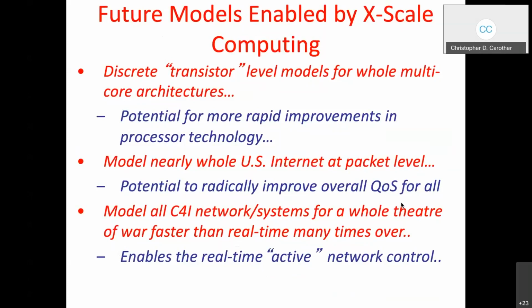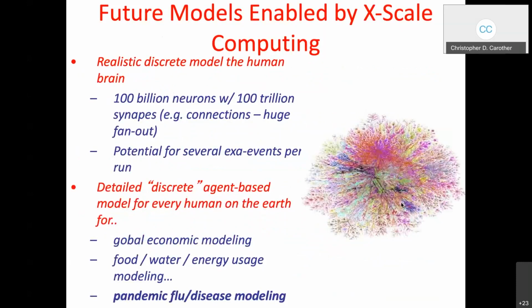Even more impressive, I think, would be the ability to model the human brain, really at hundreds of billions of neurons, trillions of synapses. There we're going to need exa events per run, so beyond exascale type systems. And then, of course, agent-based models for every human on Earth, and a global economic model: food, water, energy, and of course, obviously with COVID-19 being around, pandemic, flu, and disease modeling.